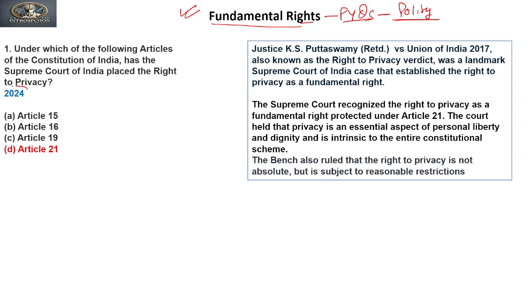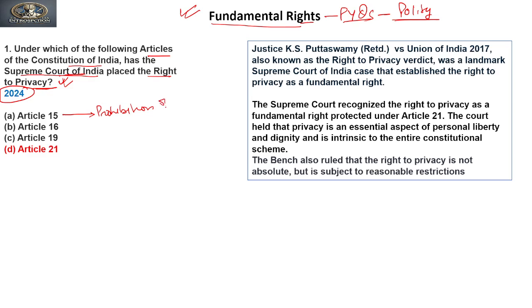The question asked in 2024 is: under which of the following articles of the Constitution of India has the Supreme Court of India placed the right to privacy? This question says that through a judgment the Supreme Court has put the right to privacy under which of the following articles. If you see the articles, Article 15 talks about the prohibition of discrimination.